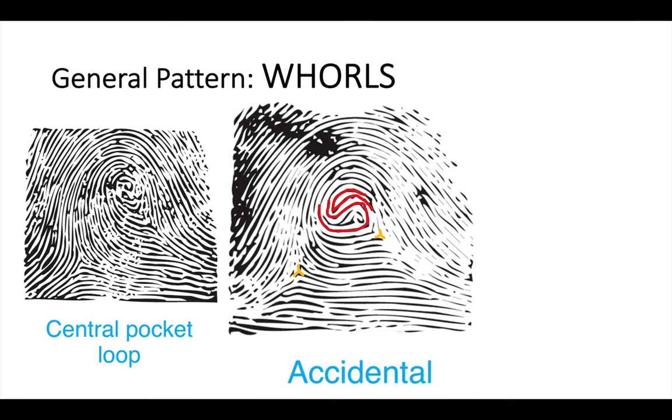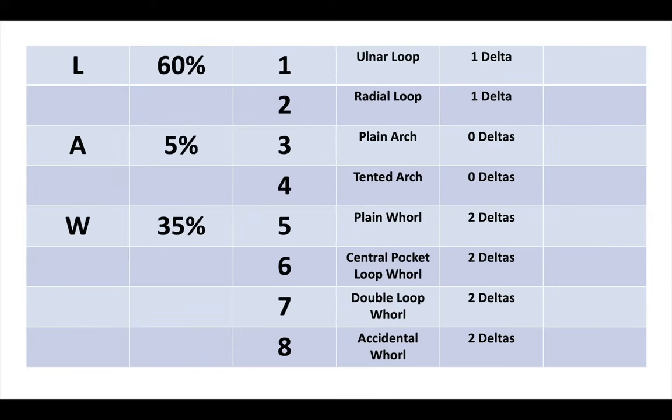It automatically becomes an accidental. Accidentals are sort of hard to spot. They're pretty rare, but you will find them every once in a while. So that's your accidental whorl. All right, so that's pretty much it.